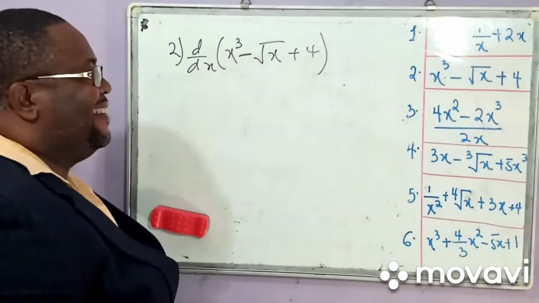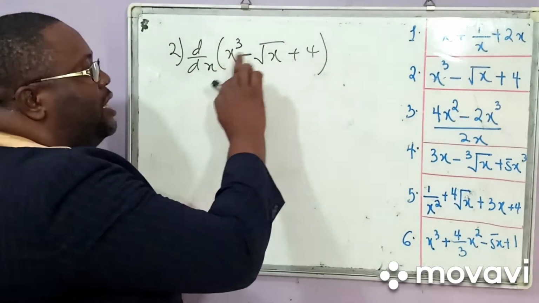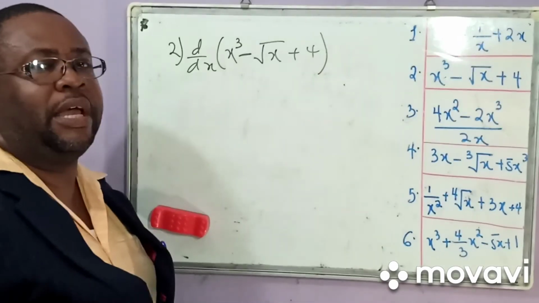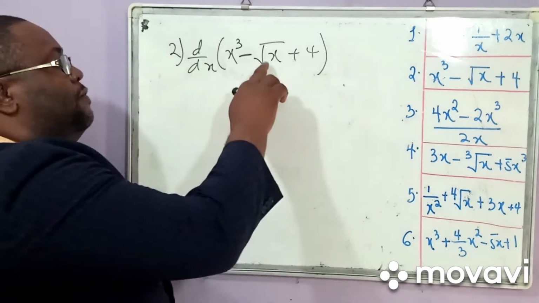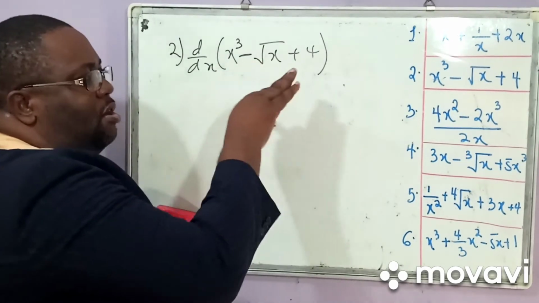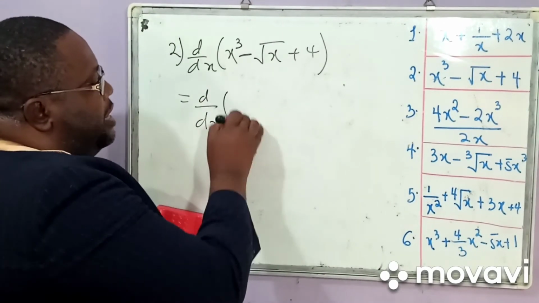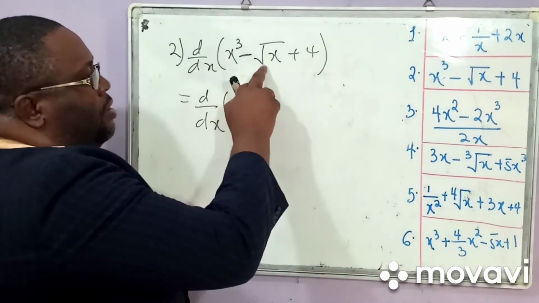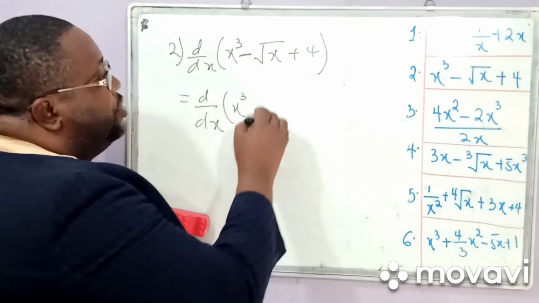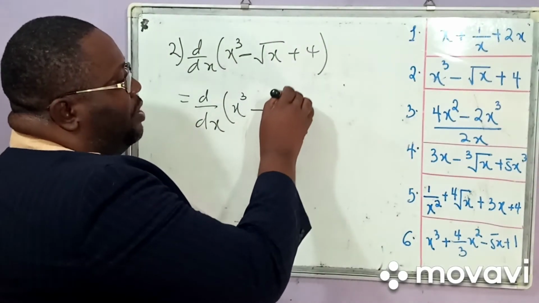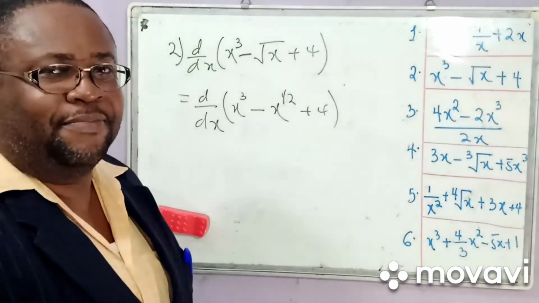This is very simple. It can be done. So we are going to differentiate this, and differentiate that, and that will be the end. So look at something, what we are going to do now. First of all, we recognize that square root, I need to see all the powers. So this will be equal to the derivative with respect to x, and then I have x cubed. Square root means x to the power half. So I simply have minus x to the power 1 over 2, then plus 4. Now I can differentiate. Is that okay?